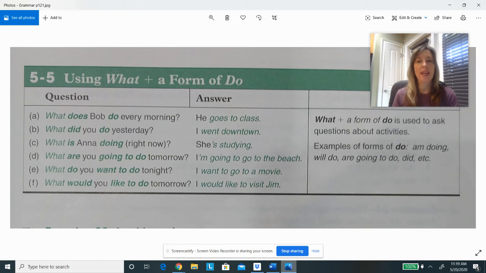This is page 121 in your grammar book, and we are talking about questions that begin with the question word what, and then main verb or some kind of form of the verb do.